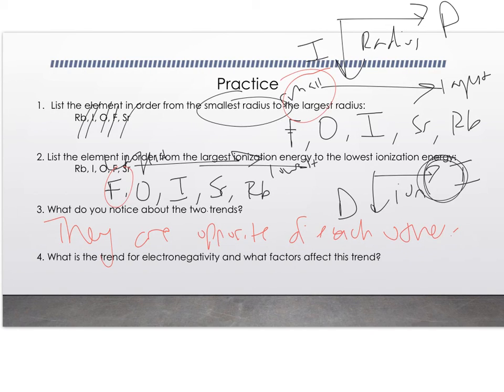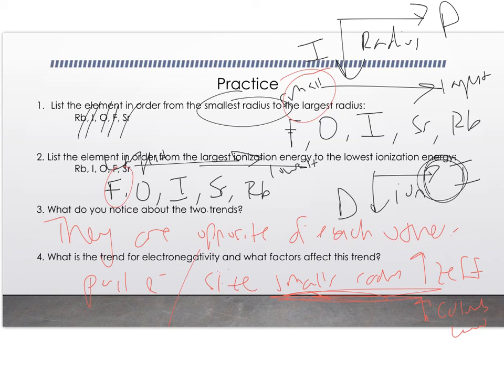Okay. Number 4 is asking about the trend for electronegativity. That's being able to pull in electrons towards itself. It relates to size. If you have a smaller radius going from left to right across the periodic table, you're increasing the effective nuclear charge. You're also increasing the attractive forces that relates to Coulomb's law. Okay, and you're not affecting the electron shielding at all whatsoever.